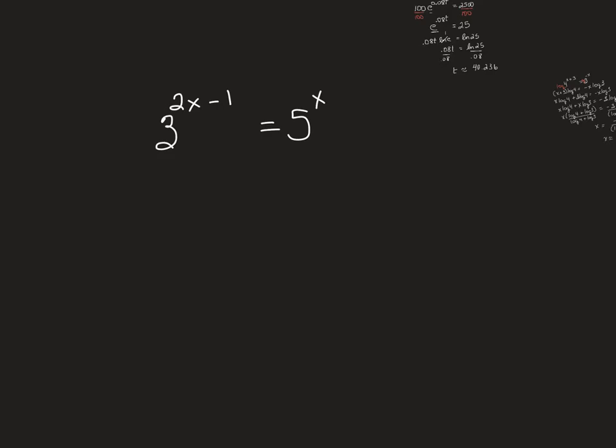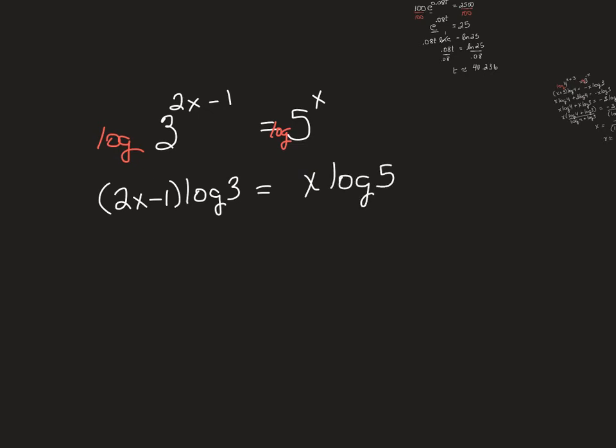I'm going to take the log of both sides, so just to be sure we all understand, I'm going to add this in red. I'm going to take the log here and the log here. Take the log of both sides, which allows me to rewrite this as 2x minus 1 times the log of 3. You can use the natural log, equals x times the log of 5. Distribute the log of 3 on the left. We'll have 2x log of 3 minus the log of 3 equals x log of 5.